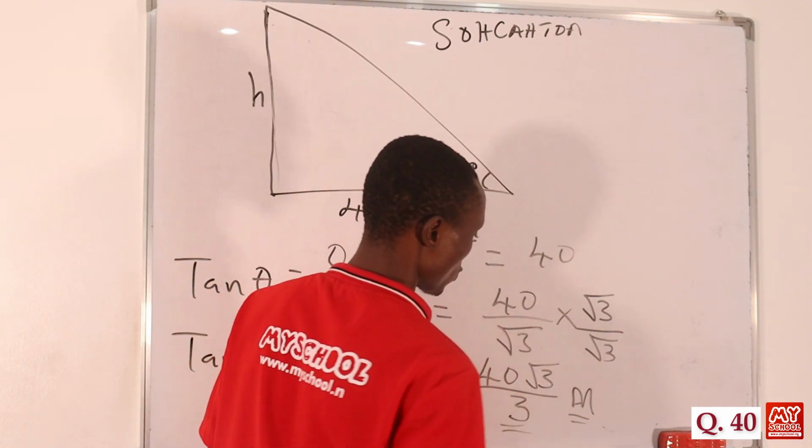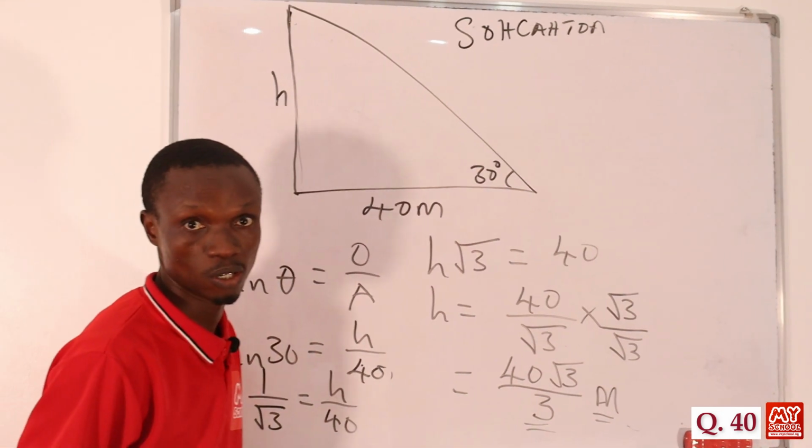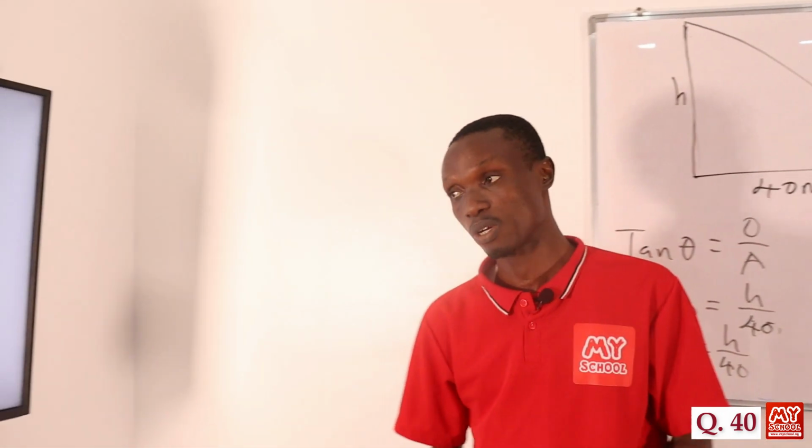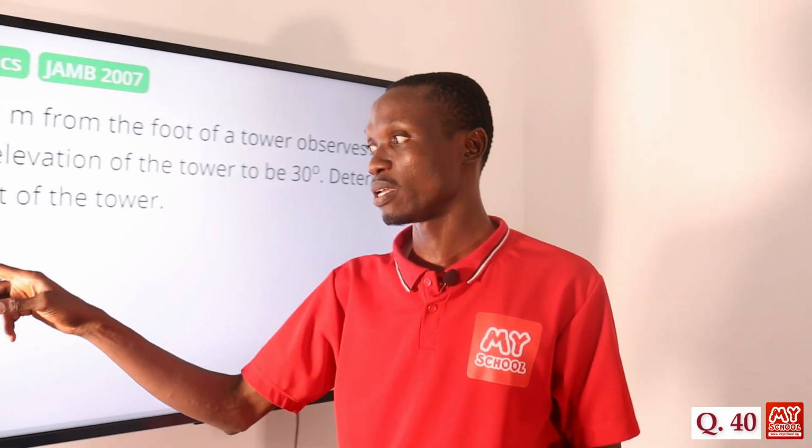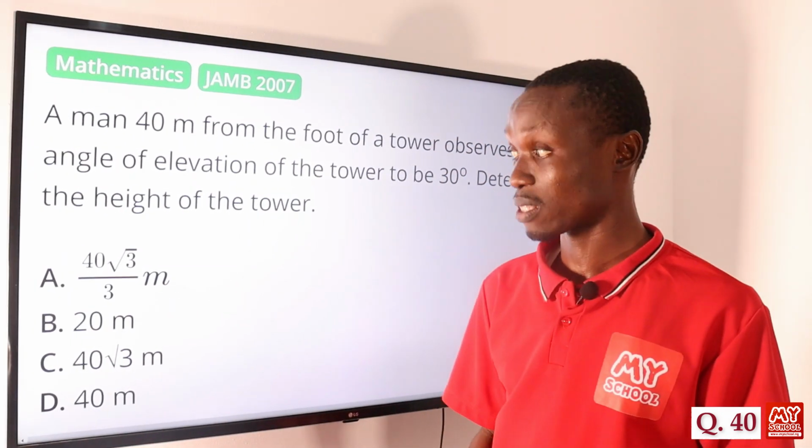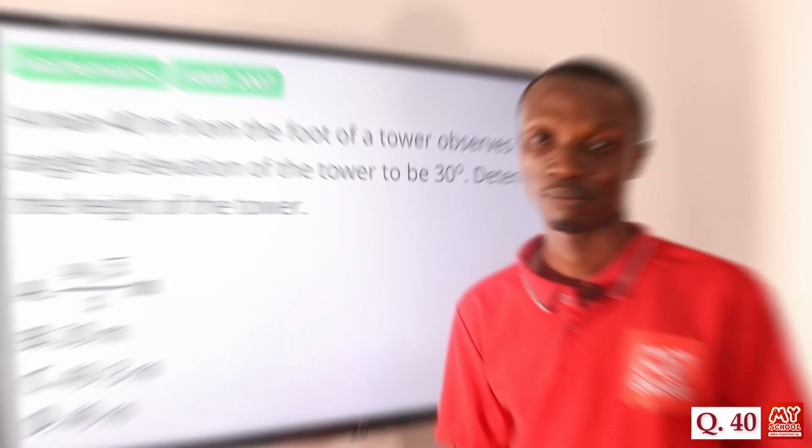meters. So let's return back to the screen to pick the correct answer to this question, and that is option A, 40 root 3 all over 3 meters.